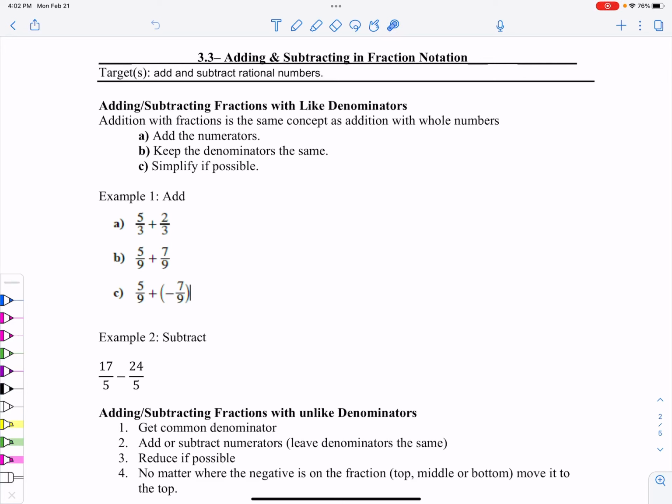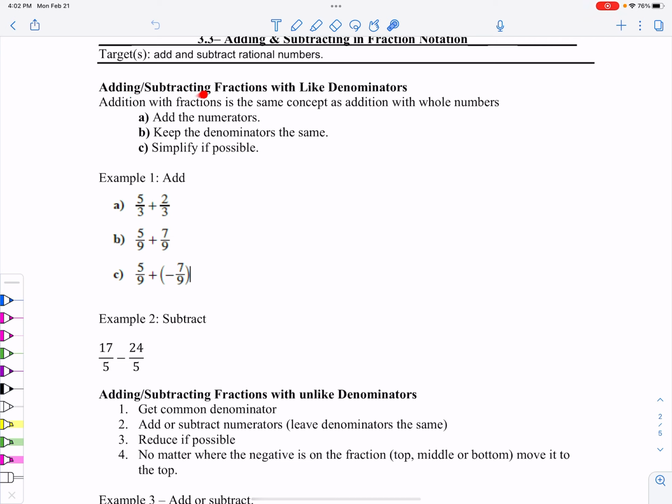Today we're going to be looking at adding and subtracting fractions. So the first thing we're going to be looking at are adding and subtracting fractions with like denominators. So the denominator is the bottom number, and here we have the same bottom number. So like means the same.